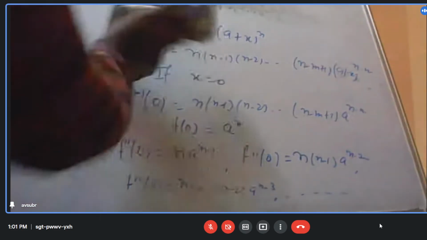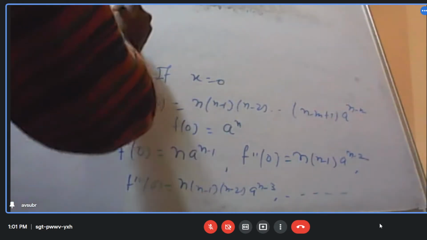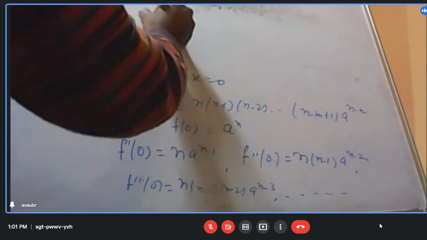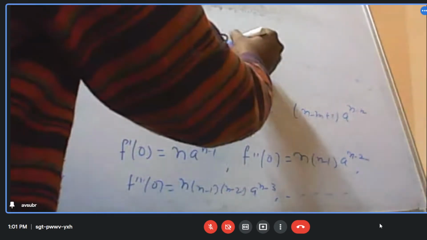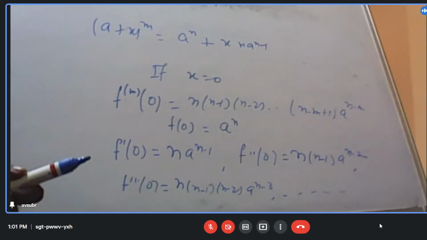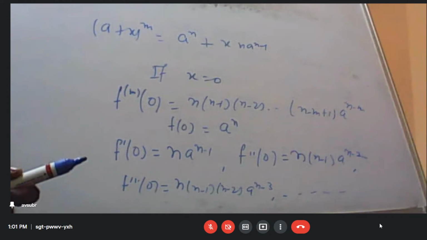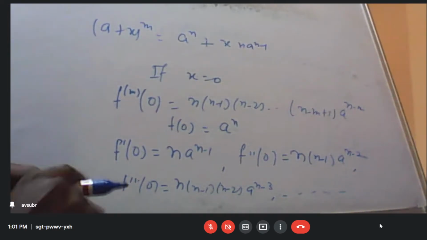So my Taylor series will become, for this case, (a plus x) to the power n. What will be the Taylor series? A to the power n plus x into n a to the power (n minus 1).